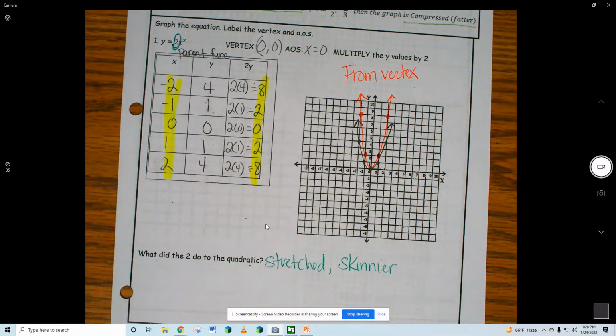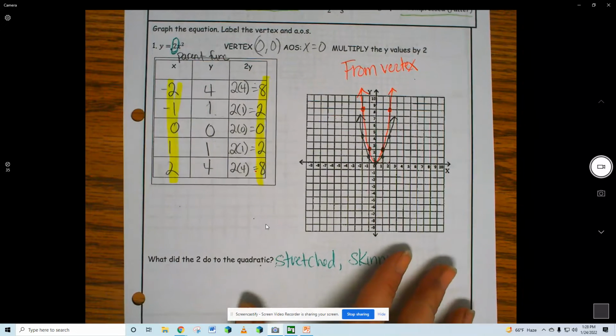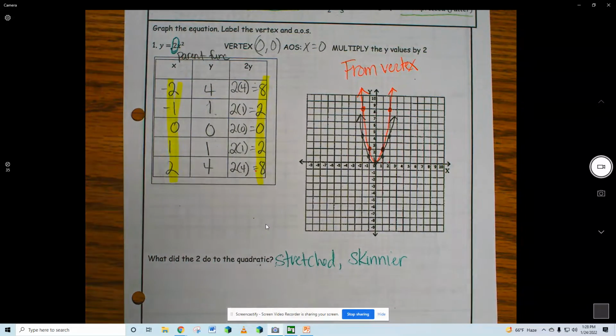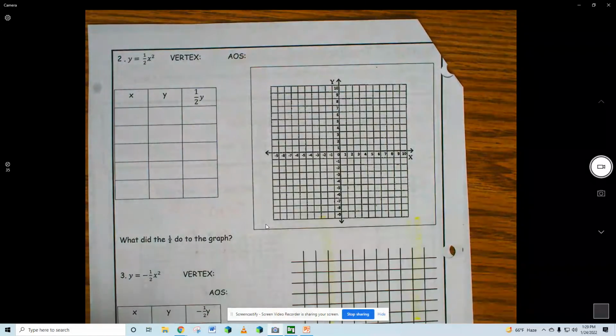How are we on this? All right. You multiply the y values. Mr. Christian, are you with me? Yeah. Okay. All right. Now I'm going to multiply the y values by 1/2.